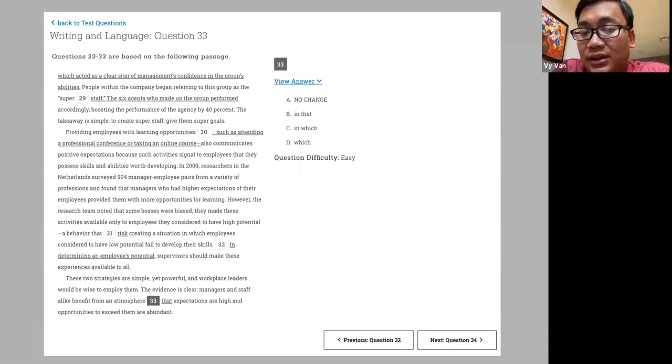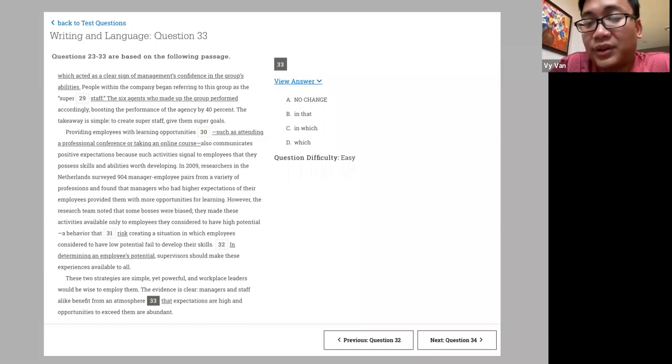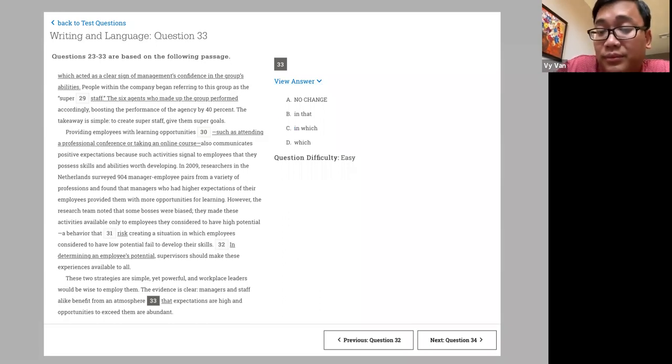Well, this is a kind of easy question, so we don't want to spend too much time on it. The evidence is clear. Managers and staff alike benefit from atmosphere that expectations are high. So here, you want to say you are in the atmosphere. So you want to use preposition in here. So in which, what makes the most sense here? Okay, it's kind of obvious. So I want to move on.